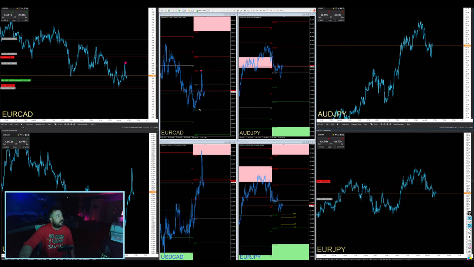So the bears came in exactly where they're supposed to. The bulls came in exactly where they're supposed to. Now we're somewhere in the middle for the Euro CAD. I'm not in on the Australian yen. Invalidated itself, and here shortly at the end of the New York I may have an invalidation on the euro yen. So the only one that I am in on is probably just going to be the euro CAD, not the USD CAD.